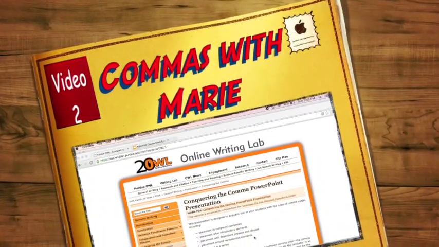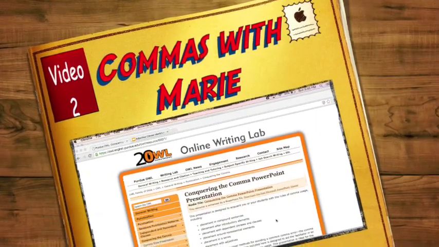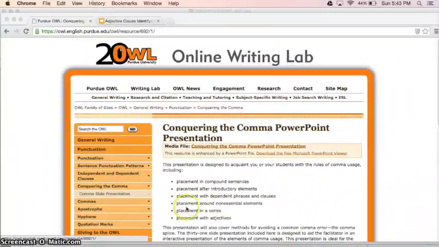Today we're continuing our lesson on using commas. We're going to cover placement around non-essential elements, placement in a series, and placement with adjectives. Remember, you can download the PowerPoint presentation here from the Purdue University Online Writing Lab.